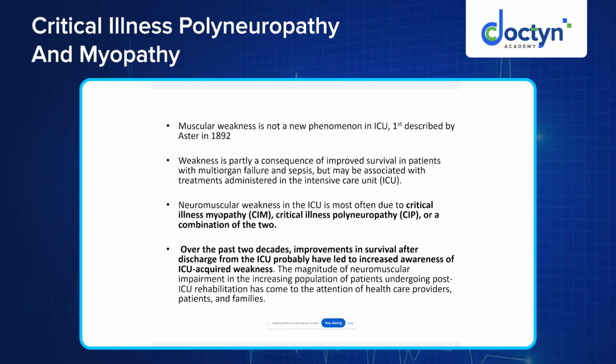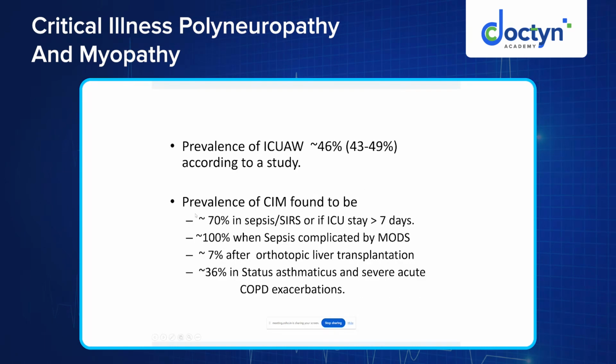The magnitude of neuromuscular impairment in the increasing population undergoing post-ICU rehabilitation has now come to the attention of not just healthcare providers, but also of the patients and families. When we talk about ICU-acquired weakness, look at the prevalence: almost close to 50%. That means 1 out of every 2 patients is developing this acquired weakness, whether polyneuropathy or myopathy. So close to 50%, according to a study.